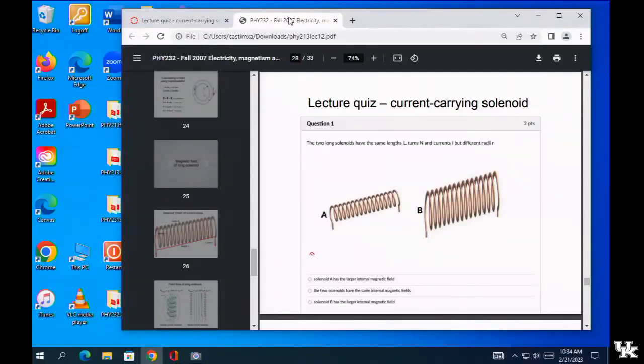Is A larger? You're closer to the wires. Is B larger? There's more wire carrying current. Or are they the same? So I'll give you a minute or two to think about that.